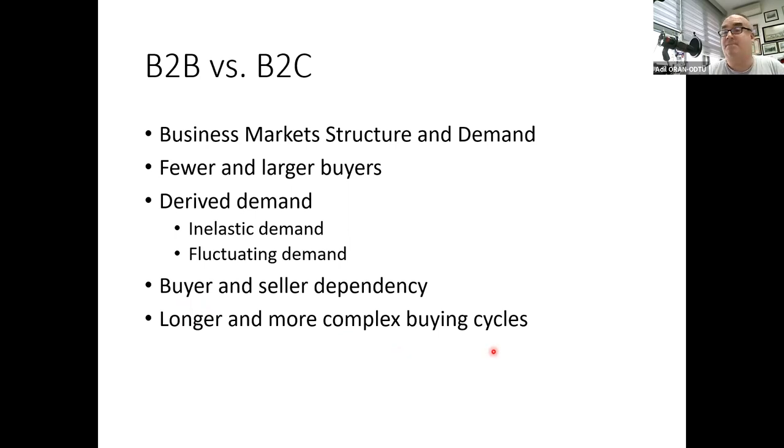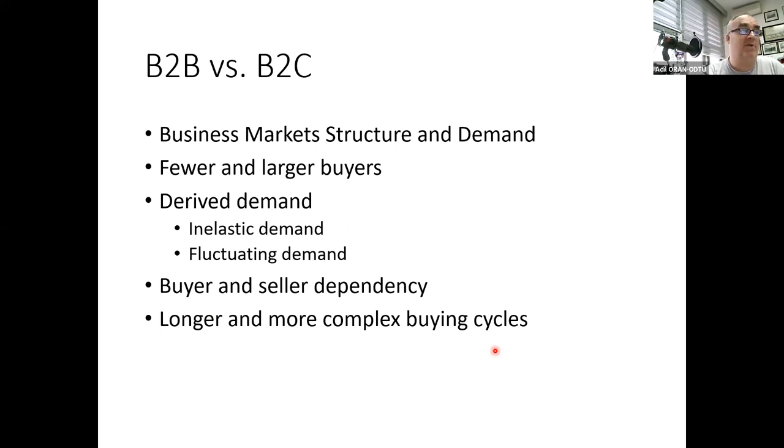Longer and more complex buying cycles. Yes, it's not I go in to sell something today and I finish the sale the next day. It doesn't happen that way. Typically, at least 6 months. Sometimes it might take years to be able to sell something to a company, especially to big companies. So be aware of all of these.